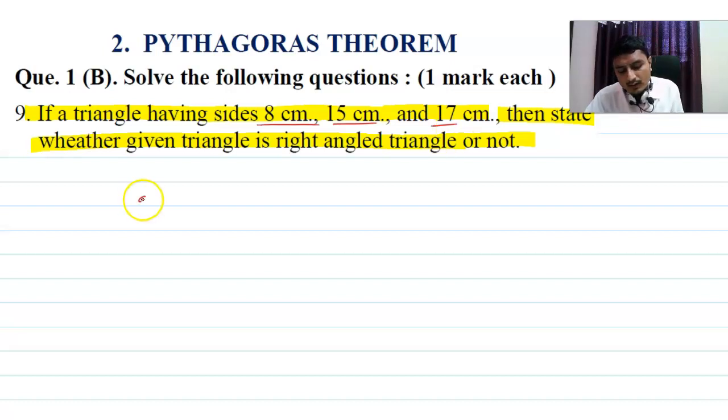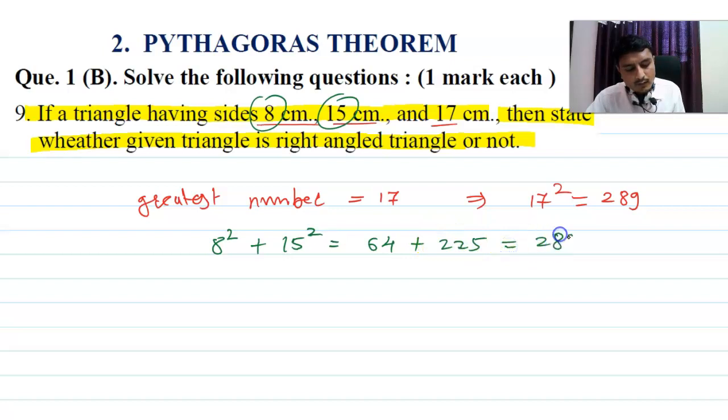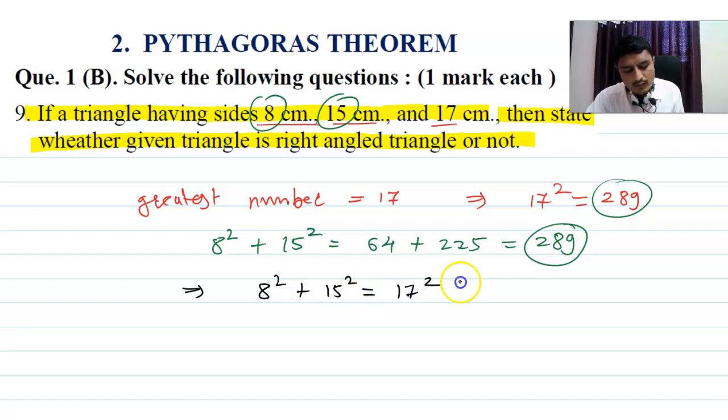So look at the numbers. Among them, we write the greatest number at the start. The greatest number is 17. So 17 square is equal to 17 into 17, which becomes 289. While the sum of squares of the remaining two numbers, 8 and 15, means 8 square plus 15 square. 8 squared is 64, while 15 square, 15 into 15, is 225. Once we add them up, we get 289, which is exactly the same as 17 square. So 8 square plus 15 square is equal to 17 square.